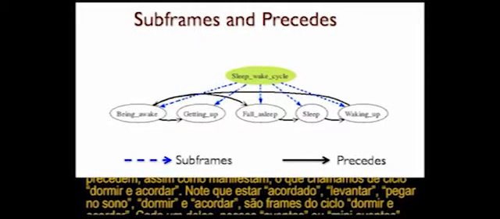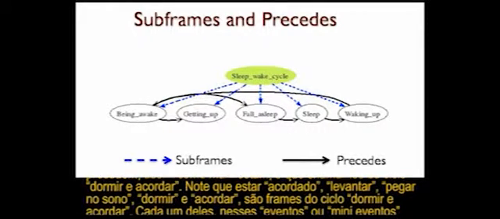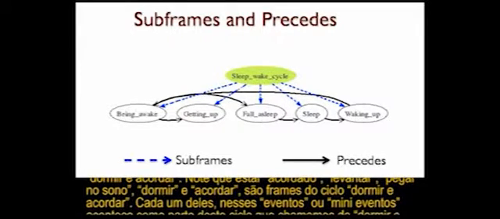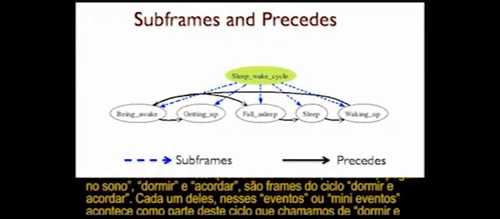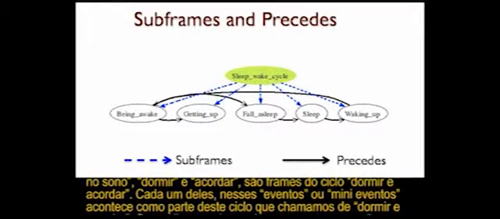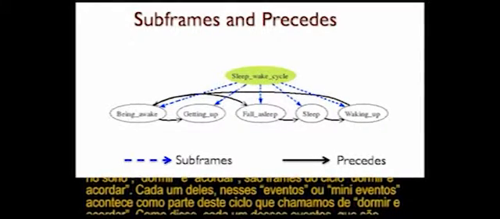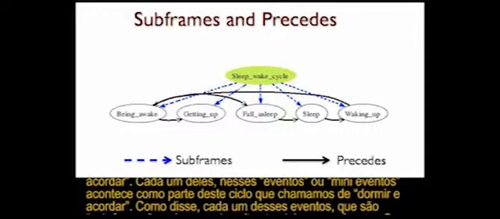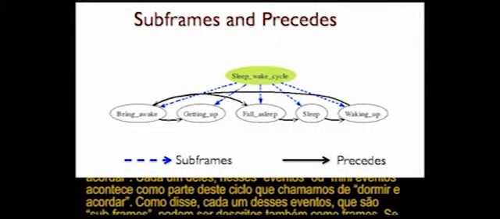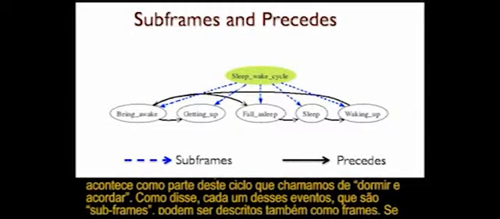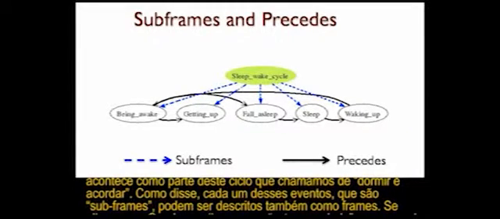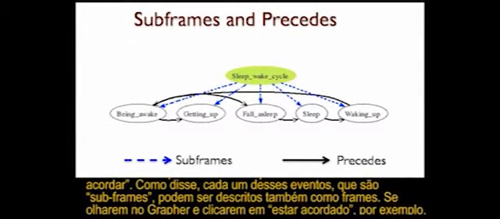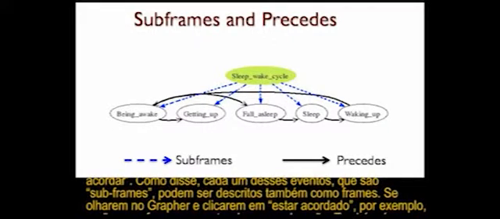So, notice that being awake, getting up, fall asleep, sleep, and waking up are subframes of the sleep-wake cycle. Each of those events, or little mini-events, happen as part of this cycle that we call the sleep-wake cycle. As I said, each of those events that are subframes can also be described as frames.